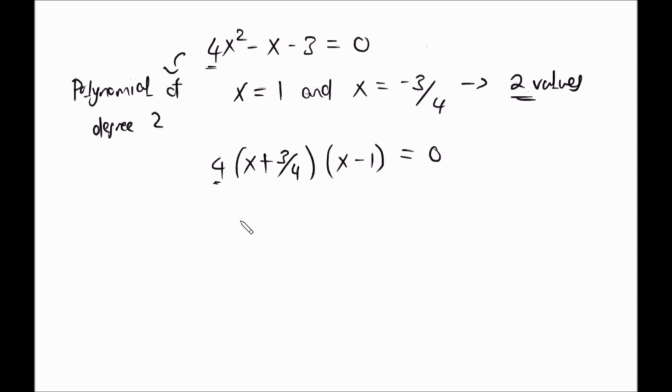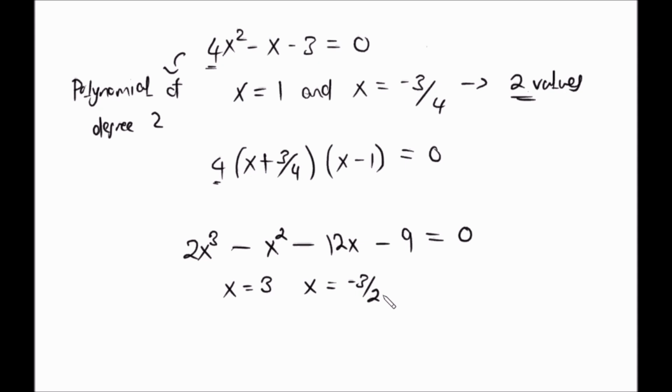What if nikisolve polynomial of degree 3 kama hii cubic function sasa? Hii ni 2x cube minus x squared minus 12x minus 9 is equal to 0. So kutumia calculator yako ukisolve sana unapata majibu matatu. The first one is going to be x is equal to 3. And then we're going to have x is equal to negative 3 over 2. And then we're going to have x is equal to negative 1.